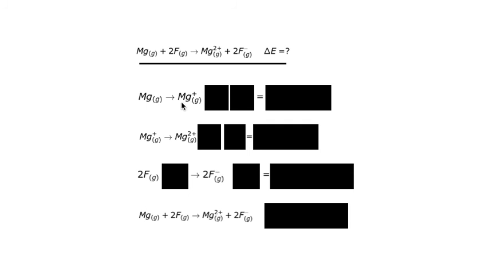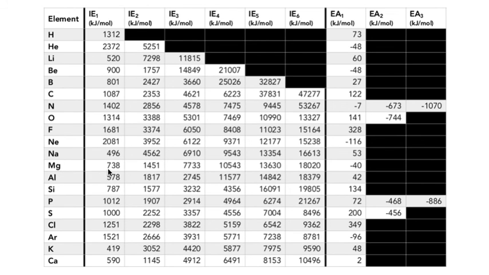And if we write this little half equation, we'll realize that we'll need an electron on this side in order for the charge to be balanced. And that will be associated with the first ionization energy for magnesium. And looking at our table, 738 is the first ionization energy for magnesium.